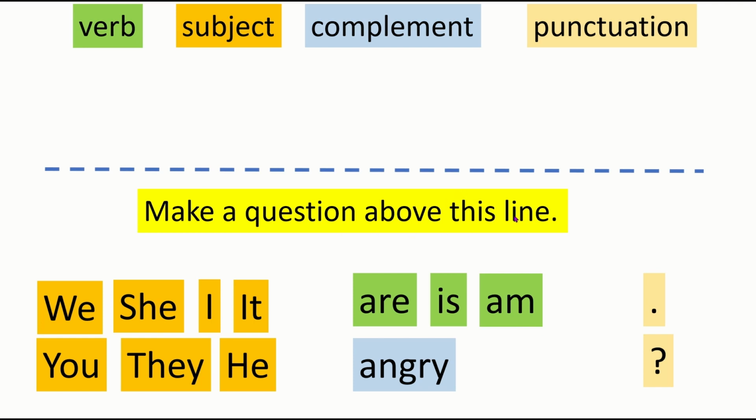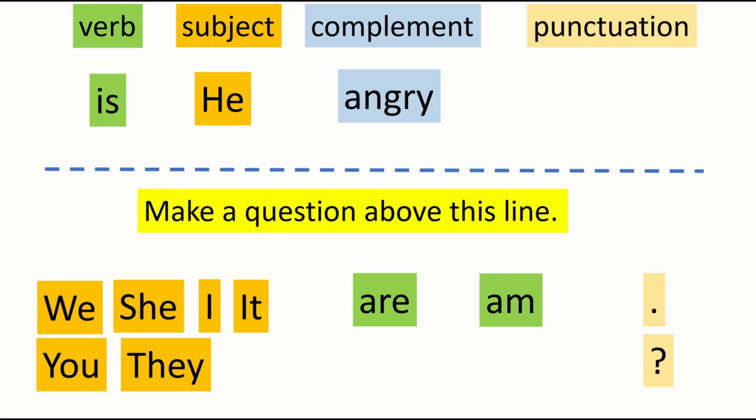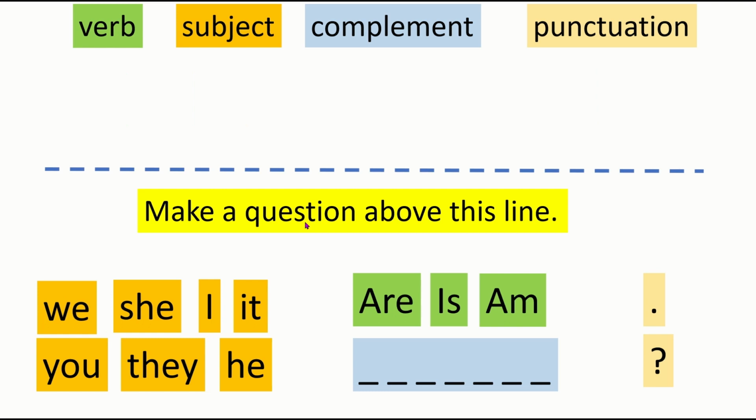Make a question above this line. A question. Okay, angry. Oh dear, angry. So I need is. He angry, question mark. But I need to change capital to lowercase. I need to change lowercase to capital. Okay. Is he angry, question mark? Make a question above this line. So that's a question. Next.